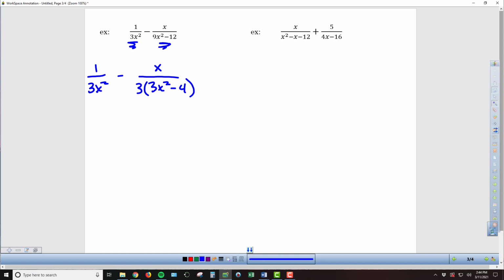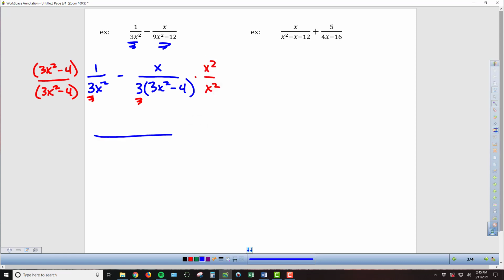And so now when we look at those two denominators, we can see that we have a 3 that overlaps between the two. But even though the first has an x squared and the second has an x squared in a set of parentheses, those are really two unique factors. So I am going to have to multiply this first fraction by 3x squared minus 4 on the top and bottom. And then the second one, we're going to have to multiply by x squared on the top and bottom.